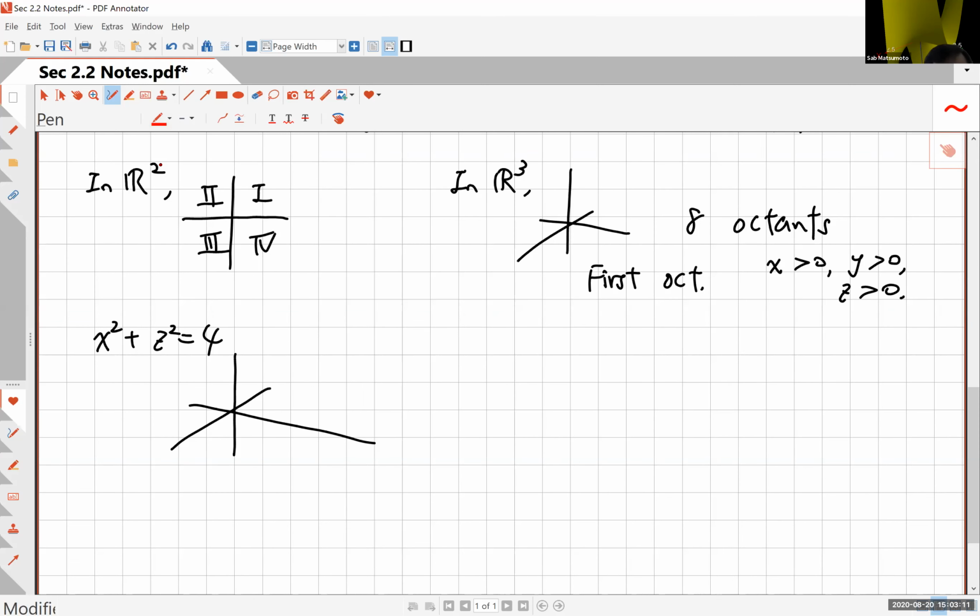Well, x squared plus z squared is equal to 4. Notice here, y is missing. And so y is independent. y can be anything you want, but x and z are constrained by this rule, x squared plus z squared is equal to 4. So for instance, when y is equal to 0, well, what does that mean? Well, y is equal to 0, I mean this plane here, okay?